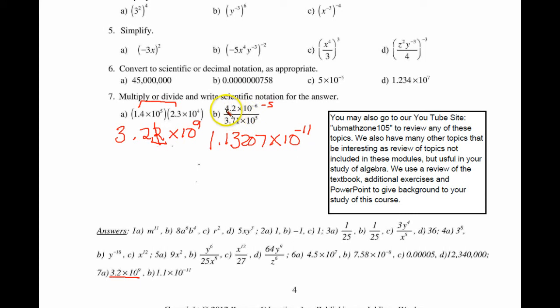But how many significant digits do we have here? 2. How many here? 3. So again, in our answer, we're only supposed to have 2 significant digits. So we go to what we have, and since this is less than 5, we just drop all of that, and then that is our answer.